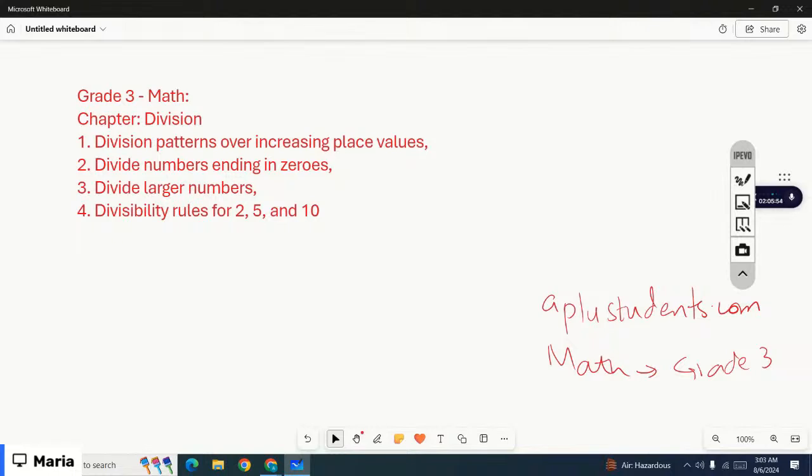We're going to start with the chapter division, and the lessons we're going to start with are division patterns over increasing place values, divide numbers ending in zeros, divide larger numbers, and divisibility rules for values 5 and 10.